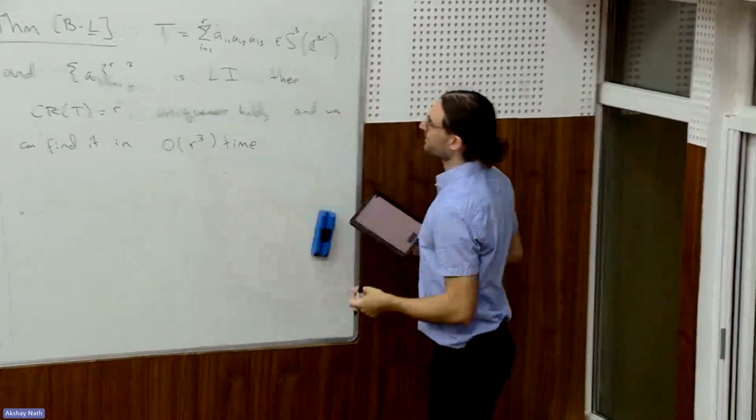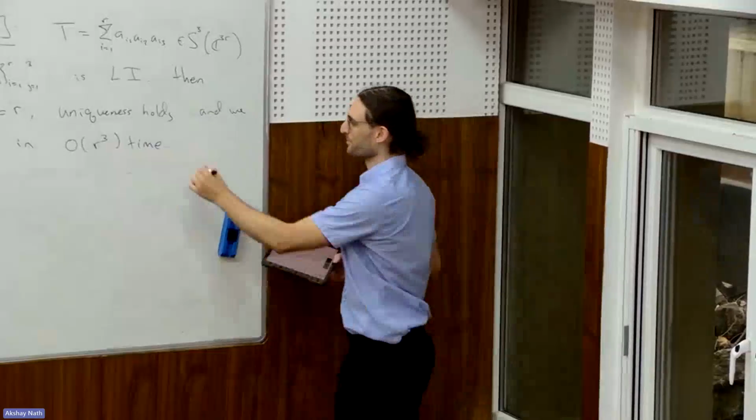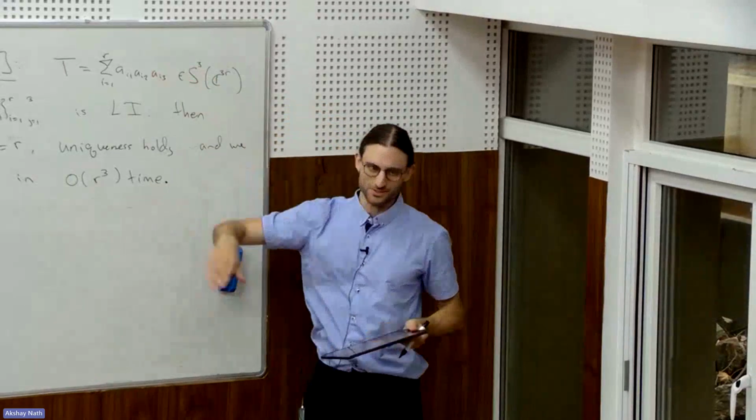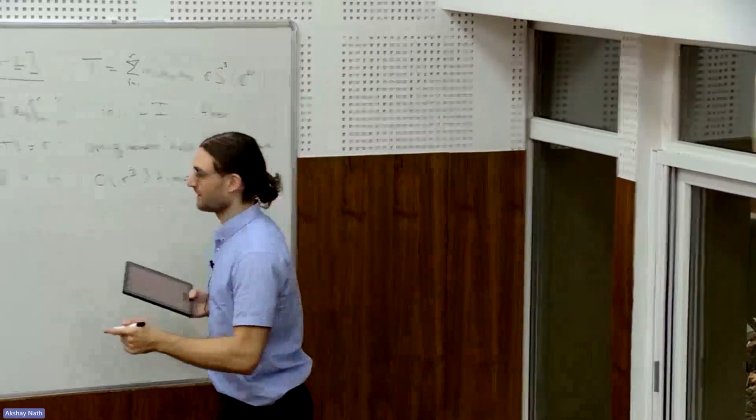The size of the input is order R cubed, so this is basically the fastest you could hope for. It takes the same amount of time to look at the tensor as it does to decompose it, just like Jennrich's algorithm. Question?